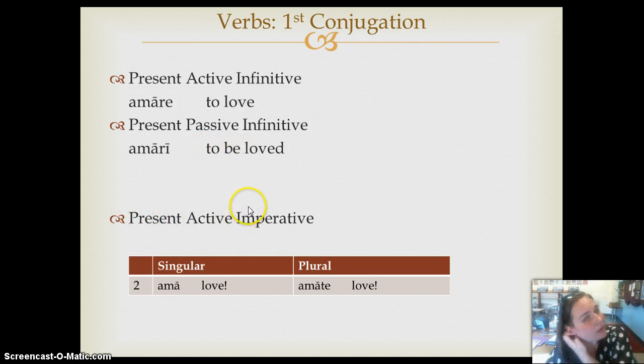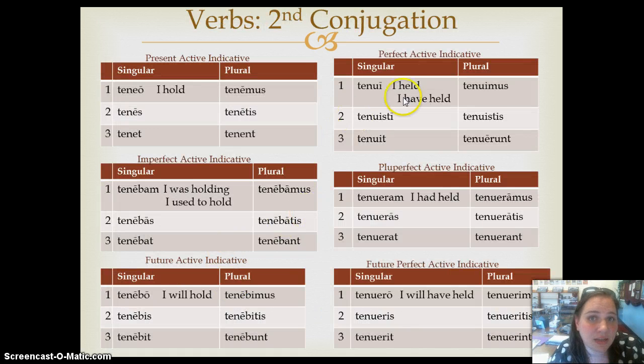The present active imperative in the singular, if you want to command one person to do something, it's the present stem. If you want to command more than one person to do something, that is the present stem plus the ending TE. So here, ama, amate. Now, if you know how to follow that pattern for the first conjugation, you know how to form the second conjugation. In fact, this is exactly the same process for conjugating, okay? And again, you should be pausing the video, writing all these forms out. It is good practice for you, and I will be looking. So make sure you're doing that.